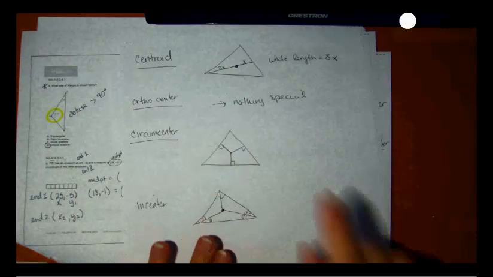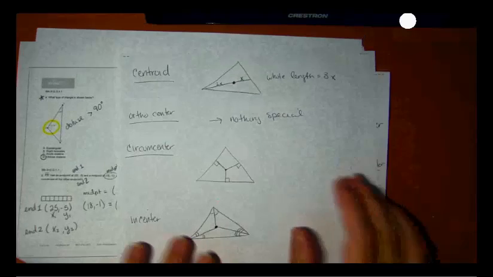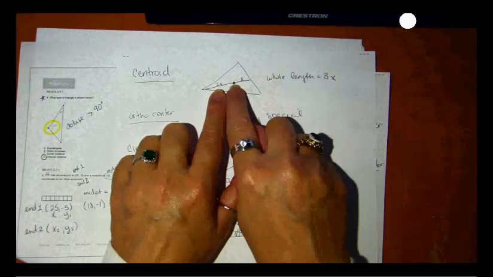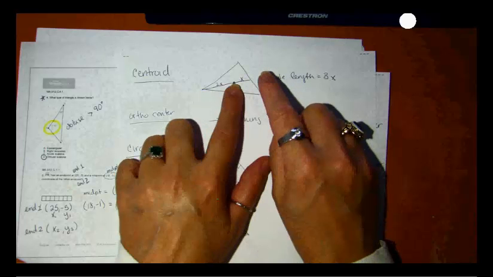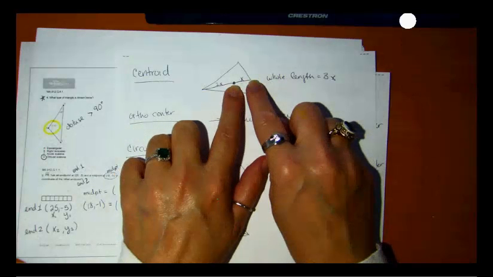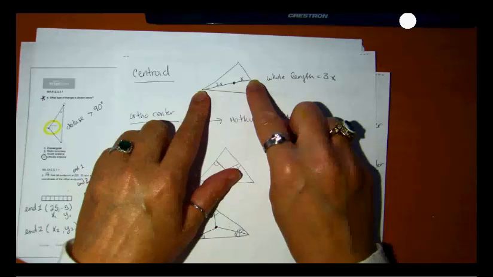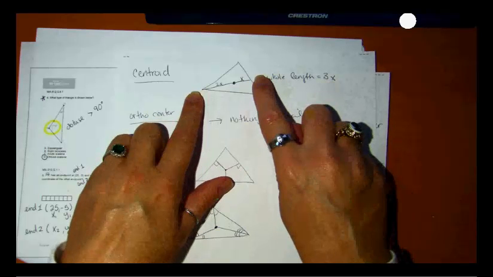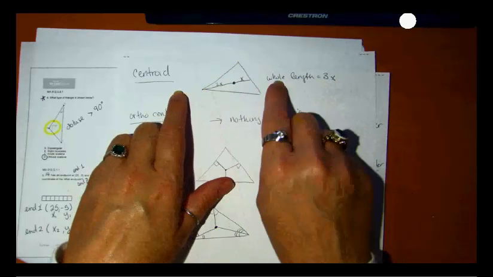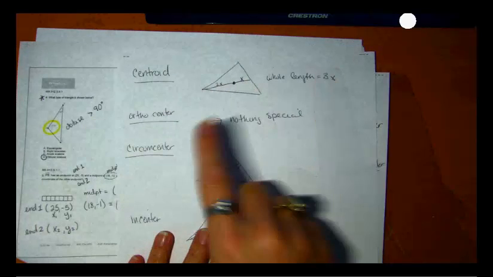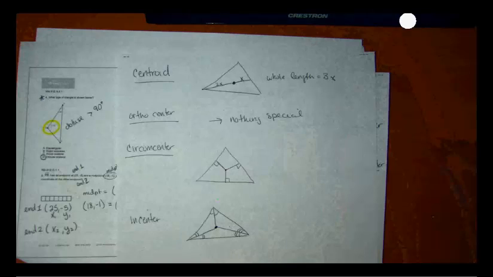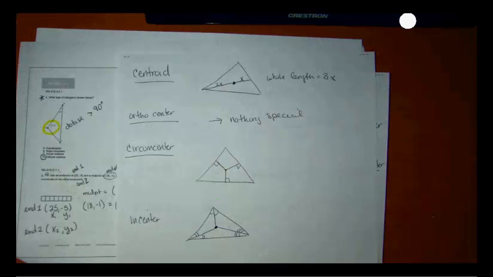If we have our centroid, the length from the centroid to the vertex is 2 times the size from the centroid to the side. And the whole thing together is 3x. So we have basically 3 parts. This is 2 of them. That's 1 of them. Okay. The orthocenter, there's nothing. It doesn't do anything. That's just what you call the point. It doesn't have anything special.